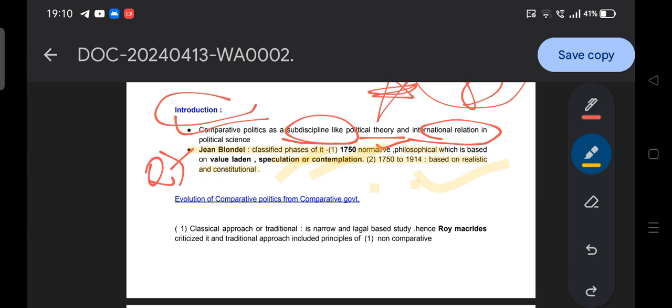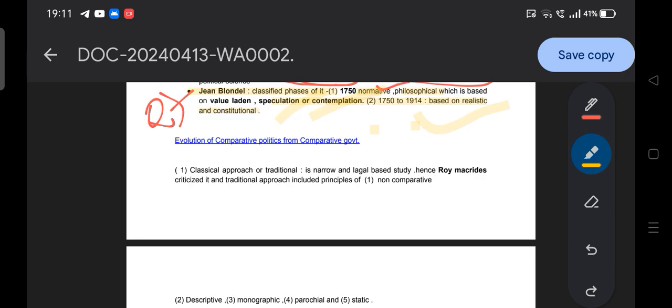Do remember Jean Blondel's name. And what is philosophical, what is normative? They believe in value-laden thinking, in what should be rather than what is. They do not believe in reality. For example, Plato's idea is not reality, it's ideal, it's too much thinking and speculation. Plato created something in his own mind; there is no reality. That is how speculation, value-laden thinking and contemplation are, the philosophical and normative approach as asked in our examination.